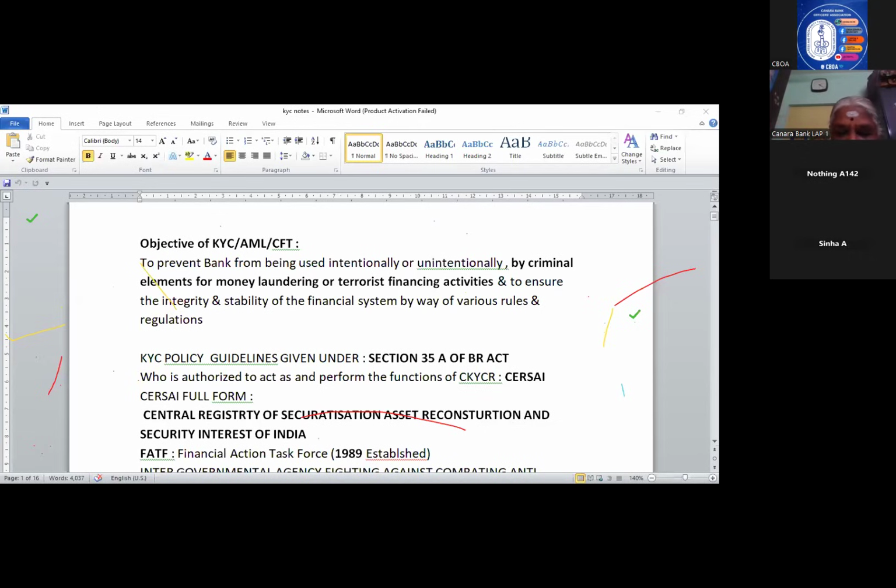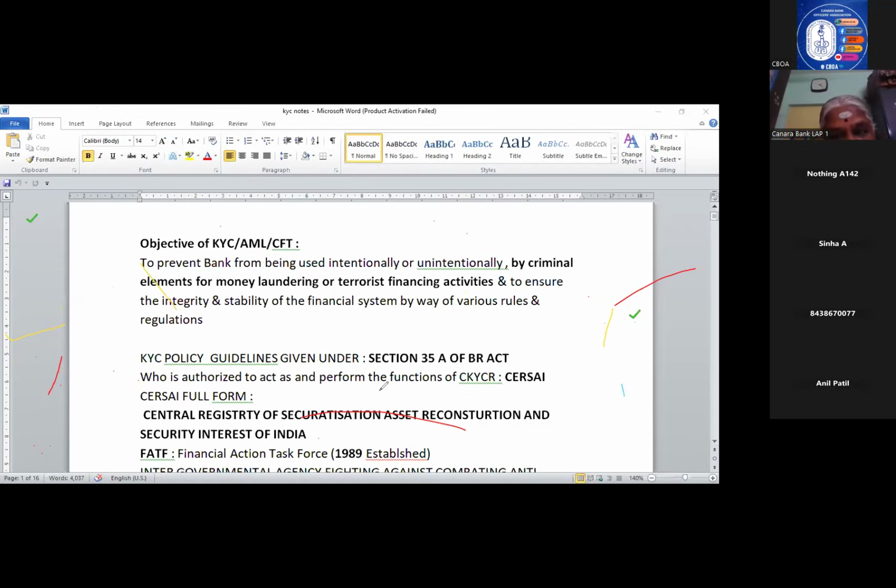Next comes FATF. FATF is the Financial Action Task Force. It was established in 1989. It is an intergovernmental body in which all the countries participate. They are the chief body controlling the combating of anti-money laundering and terrorist financing activities, so that the global money market and global financial institutions do not get affected.